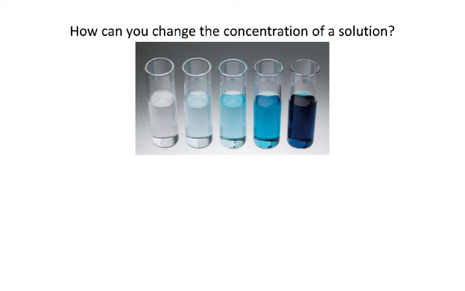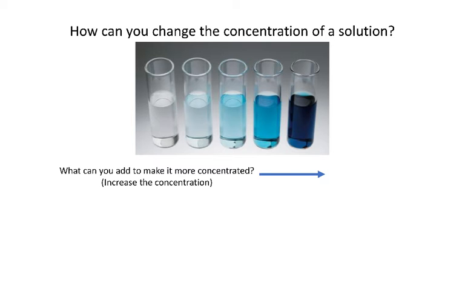So we know what concentration is. We know that in this figure, concentration is increasing from left to right. We have most concentrated over here on the right, least concentrated over here on the left. And so if you had a solution, one of these vials, how could you change the concentration? What could you do, right? We're going to focus on two things that you could do to change the concentration.